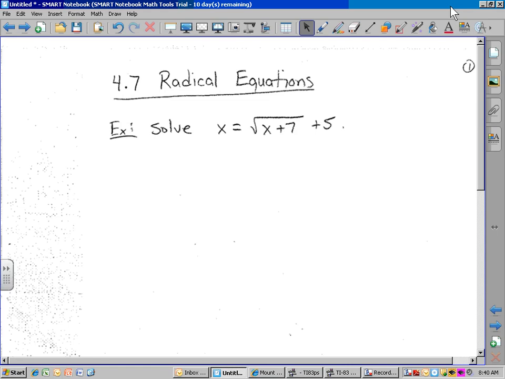So the first example here, solve x equals the square root of x plus 7 plus 5. Whenever you have square roots involved in an equation you need to solve, you're going to want to try to isolate the term that has the square root in it. So we're going to try to isolate the square root of x plus 7. So first thing we're going to do is subtract 5. Once you've had that term that has a square root in it isolated, then we are going to get rid of the root. So in order to get rid of a square root, we will square both sides.